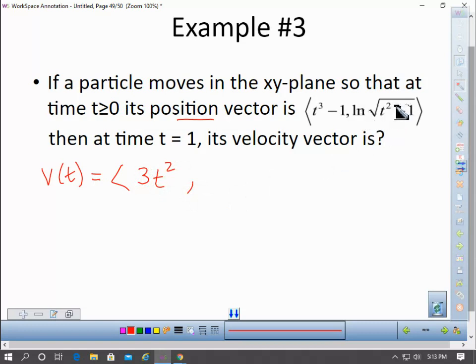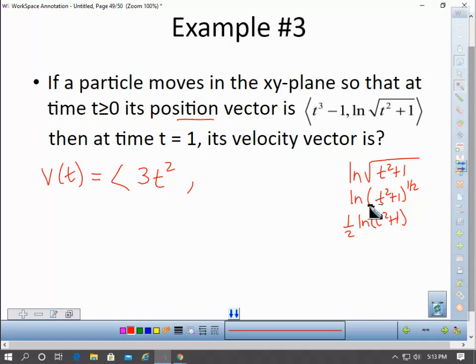The derivative of the natural log of this business, I'm going to do a little scratch work on this one. Natural log of the square root of t squared plus 1. I'm going to write that as the natural log of t squared plus 1 to the 1/2. I'm going to use a logarithm rule and multiply my power to the front. So 1/2 ln of t squared plus 1.